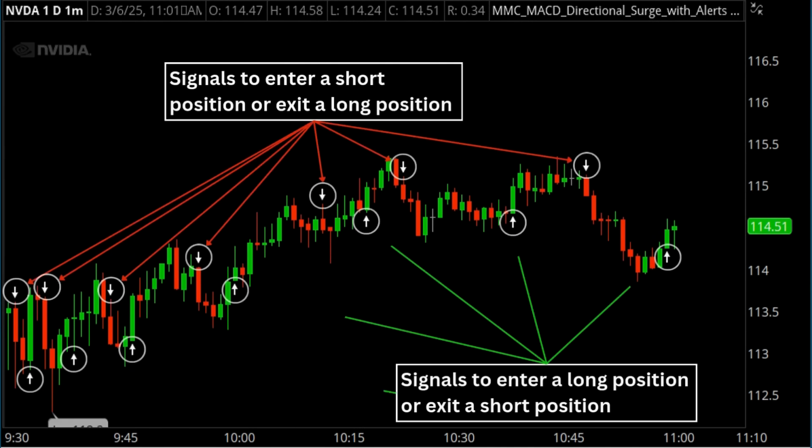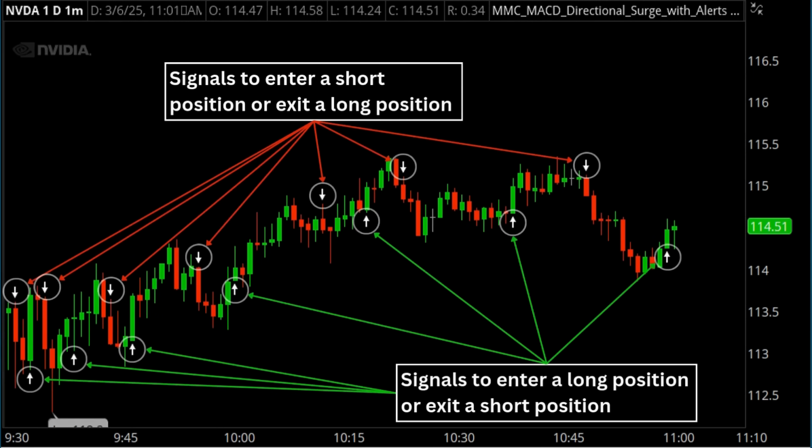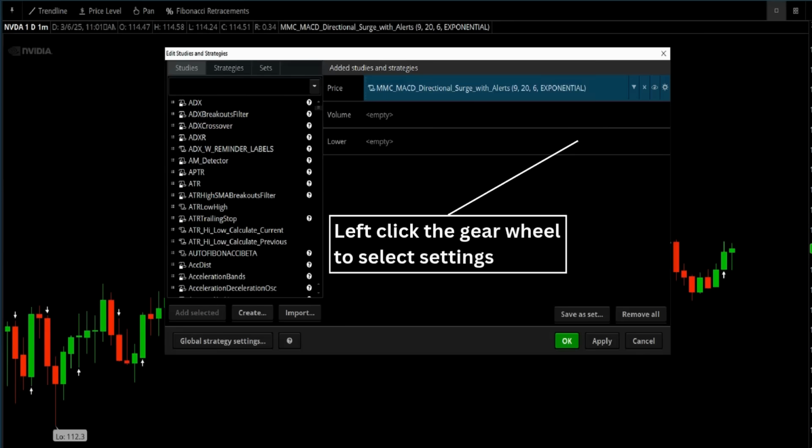A down arrow represents bearish momentum taking control, signaling an opportunity to enter a short position or exit a long position. An up arrow represents bullish momentum taking control, signaling an opportunity to enter a long position or exit a short position. Each signal is created when the MACD value crosses above or below 0 and confirms a shift in directional strength.